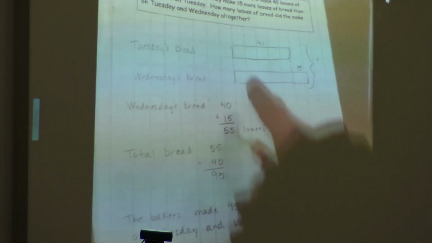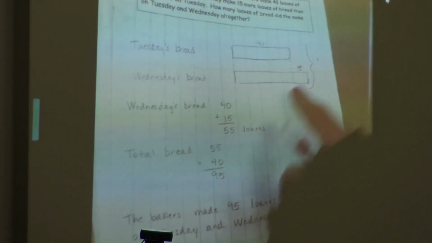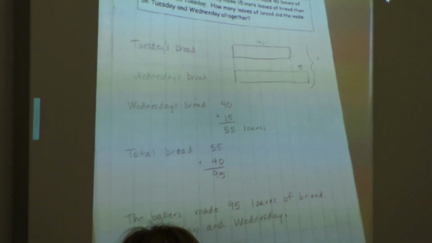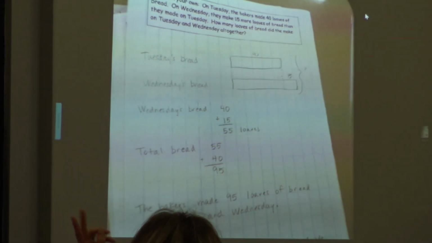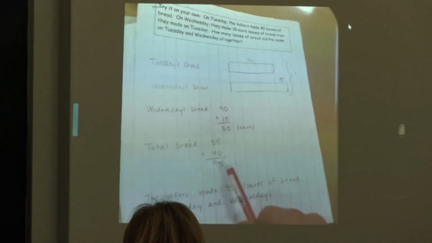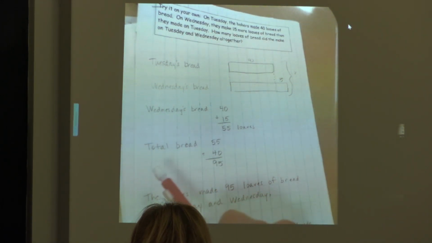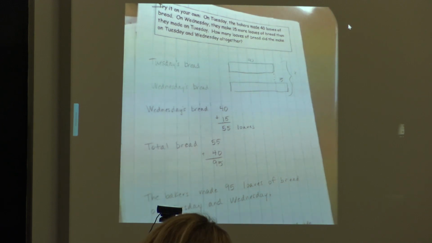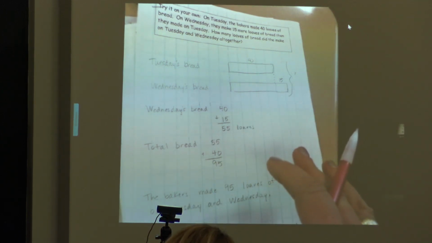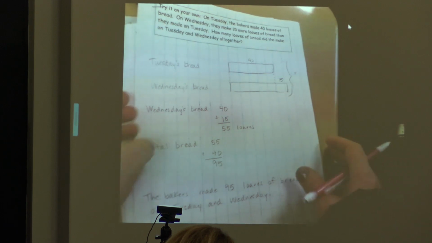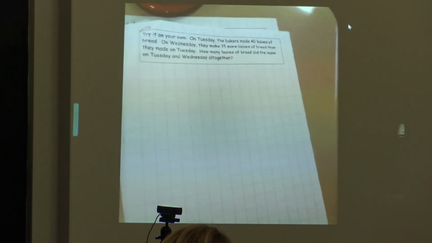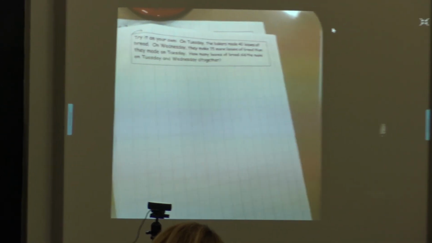You might have all done it. Maybe you added all in 40. Maybe you did 40 plus 40. Who did 40 and 40 and 15? Did anyone do 40 plus 15 and then add 40? Did anyone do 40 times 2 plus 15? All right, we're moving on. Then a sentence: the bakers made 95 loaves of bread on Tuesday and Wednesday. Okay, everyone comfortable with this? All right, should we move to third grade? All right, so we're going to move on.